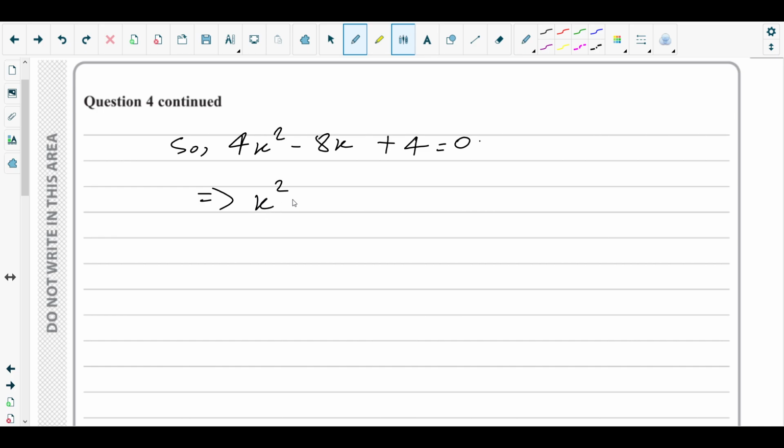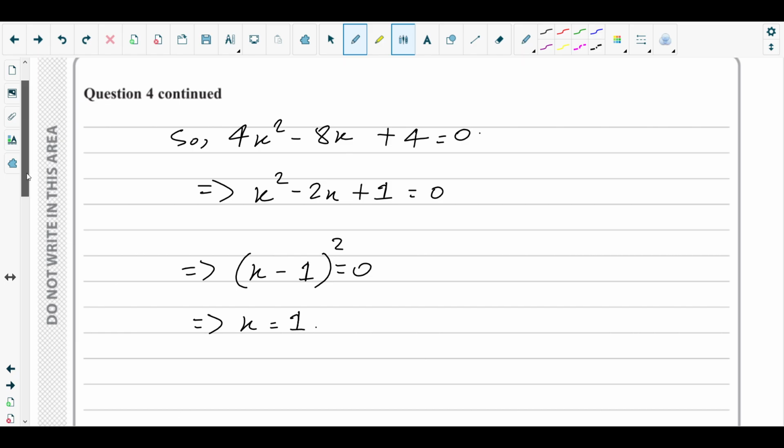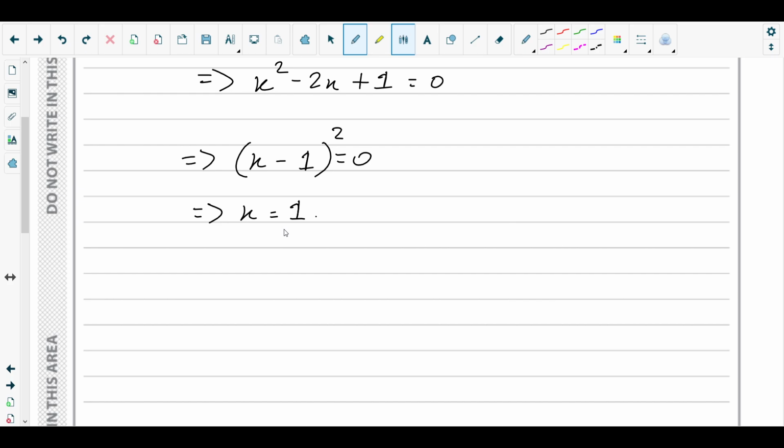So we'll get x squared minus 2x plus 1 equals to 0. Okay. x squared minus 2x plus 1 can be written as (x minus 1) whole squared. So what you will get? x equals to 1. Okay, x equals to 1. So at point P, we got the x coordinate of point P, right? So at P, x equals to 1.